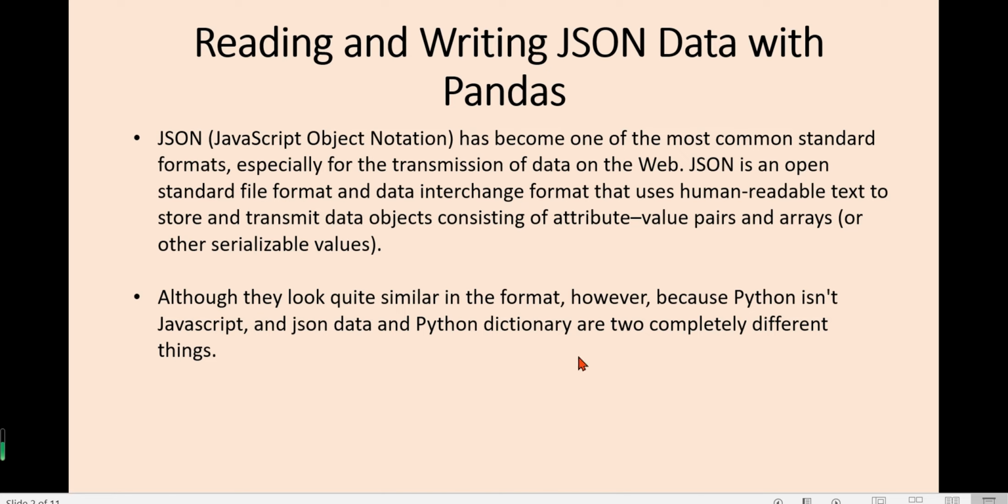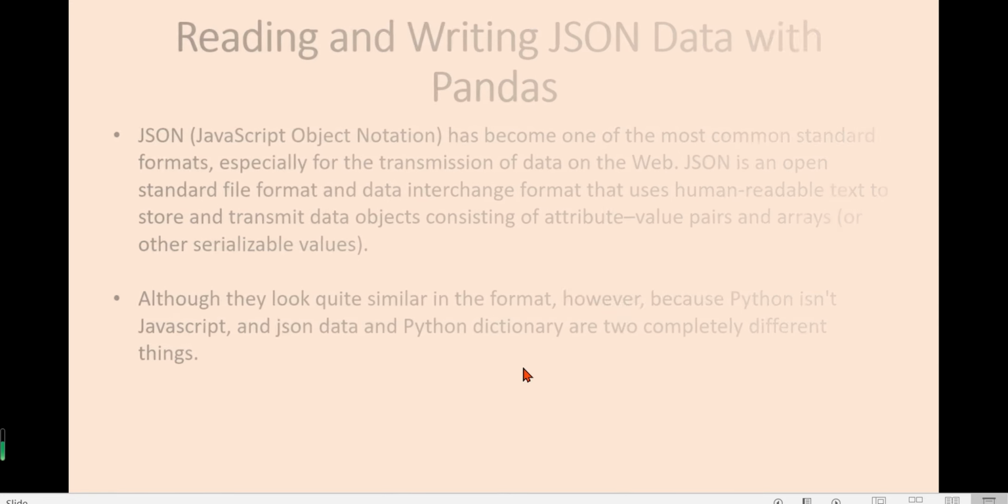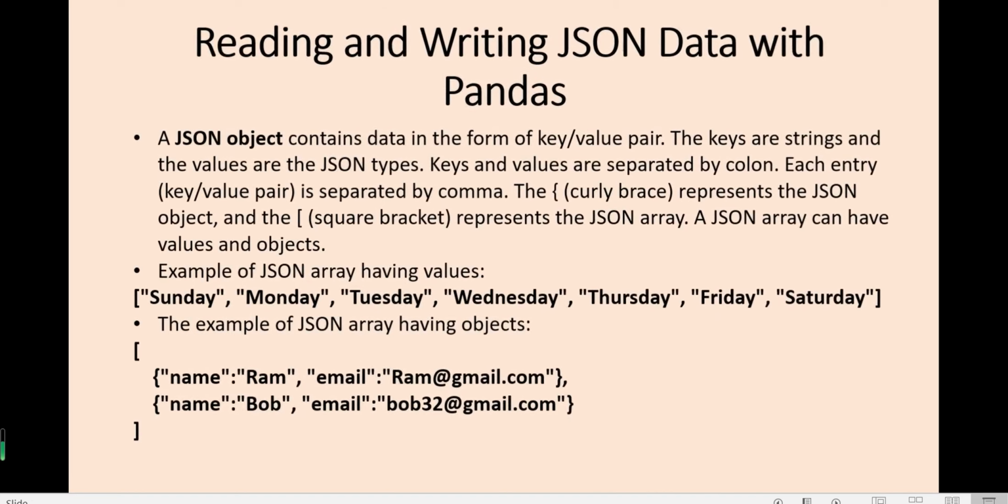Although they look quite similar in format, because Python is not JavaScript, JSON data and a Python dictionary are two completely different things. A JSON object contains data in the form of key-value pairs. The keys are strings and the values are JSON types. Keys and values are separated by a colon.